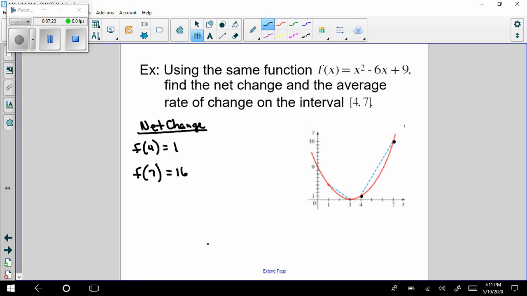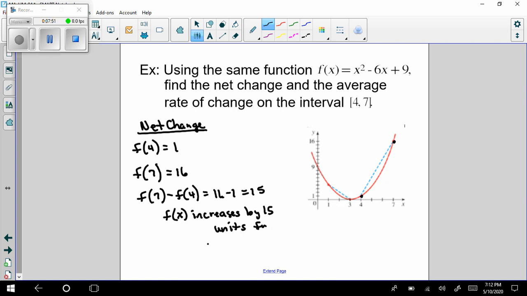So my net change is f of 7 minus f of 4, which is 16 minus 1, which is 15. So f of x increases by 15 units from x equals 4 to x equals 7.